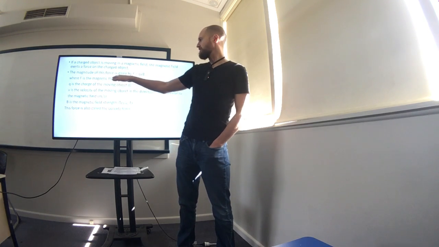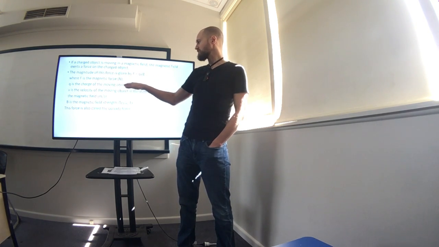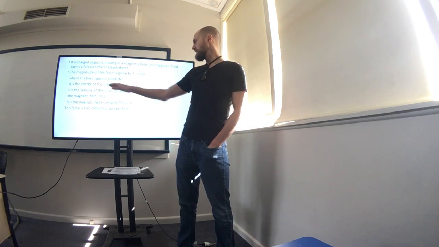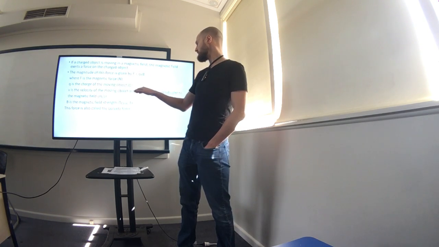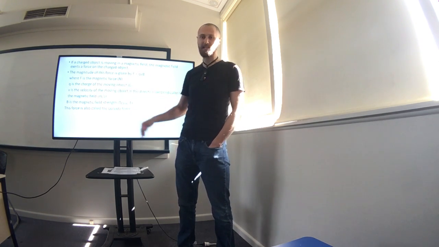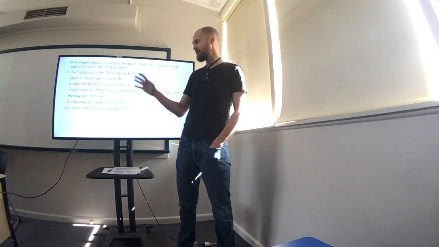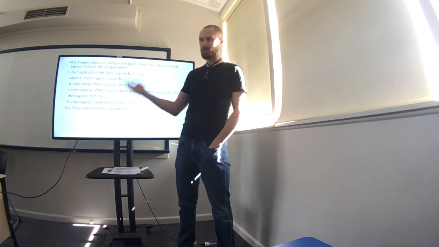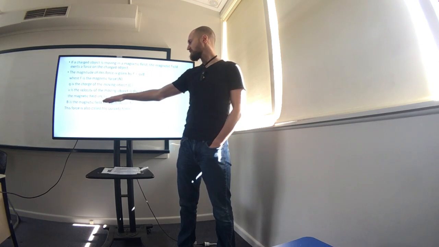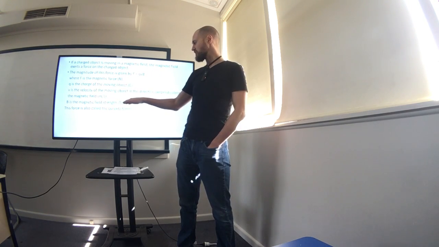So F is the magnetic force in newtons. Q is the charge, remembering that it's in coulombs. V is the velocity of the moving object in the direction perpendicular to the magnetic field. That's a very wordy definition, and it's going to matter that it is so wordy when I do a second example. B is the magnetic field strength. It's got units of the Tesla, which gets a capital T.